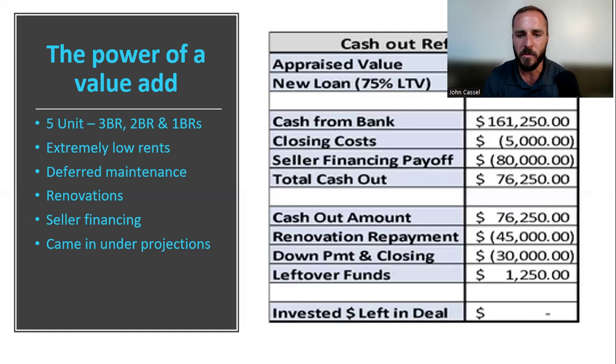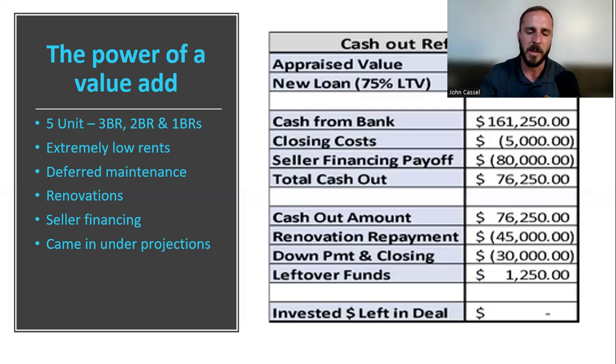And we put in renovation. The renovation we put in was $45,000 for this property. Down payment and closing came to around $30,000. So when you take that out of the cash amount that we had, we basically got a check for an extra $1,250 over the money we put into the property, and then we have no money left in the property.